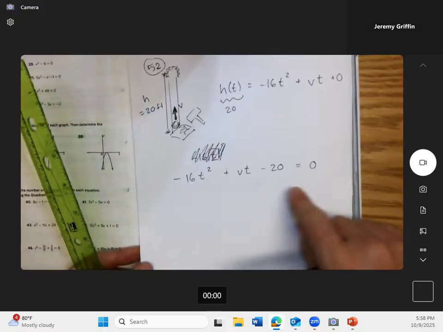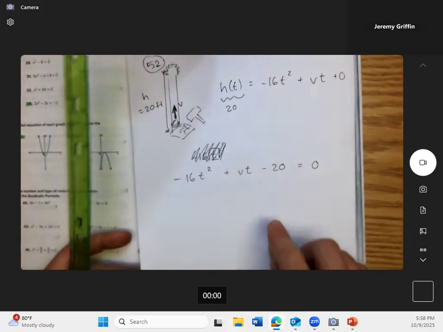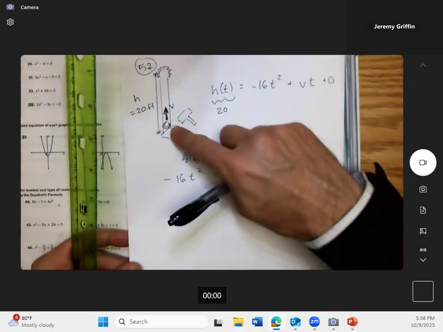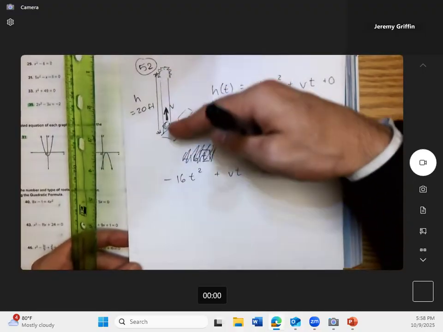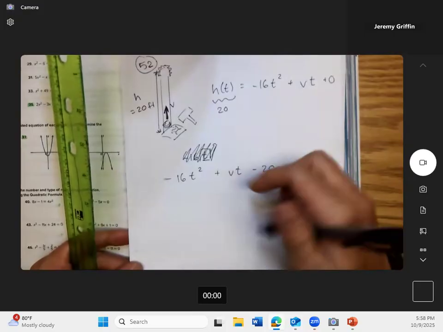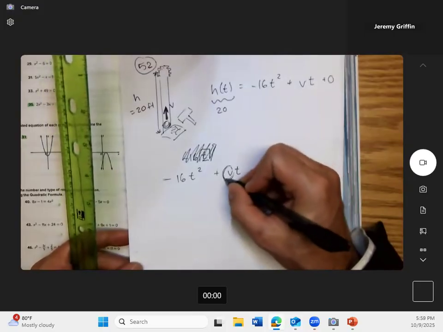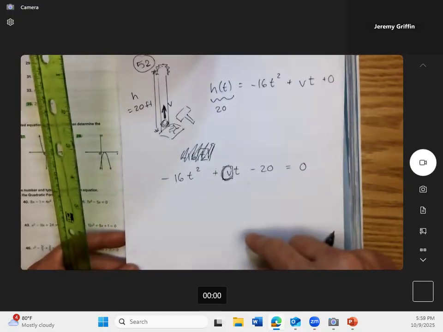Okay, now that is a quadratic equation, ax squared plus bx plus c equals 0. Now t is just how much time it takes to reach some height or something like that, right? But what about this v? That's really the question. What is this v right here? And for that, we've got to hit the discriminant.